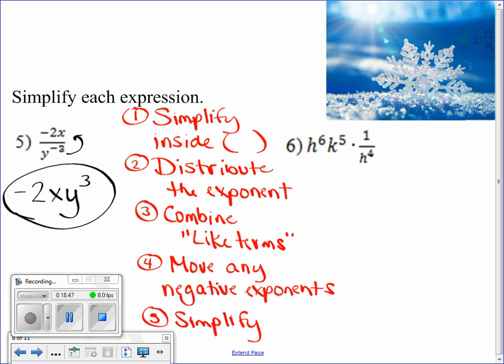All right, number 6 is a very simple problem. However, the way it's written typically throws people. Right now, all of this is over 1.